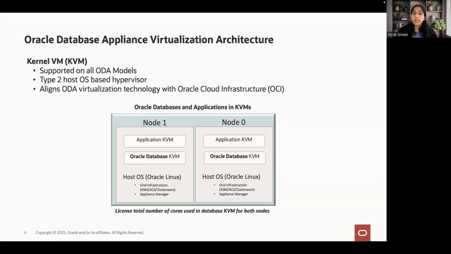You can see that the two nodes here, node 0 and node 1, have an application KVM and the database KVM inside. Each of them has the host OS, which includes the GI, the grid infrastructure, as well as the appliance manager. You can also see here that there is shared storage, as well as the total licenses that are used in the databases for both of these nodes.